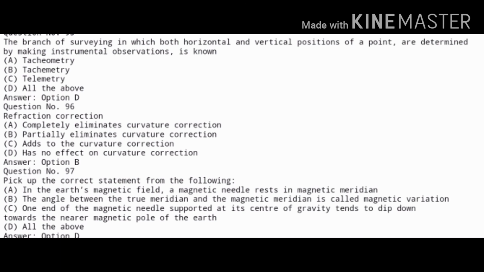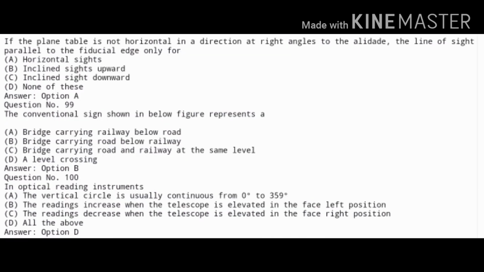In the earth's magnetic field, a magnetic needle rests in the magnetic meridian. The angle between the true meridian and the magnetic meridian is called magnetic variation. One end of the magnetic needle, supported at its center of gravity, tends to dip down towards the nearer magnetic pole of the earth. The table is not horizontal in the direction at right angles to the alidade. The line of sight is parallel to the fiducial edge only for horizontal sights.